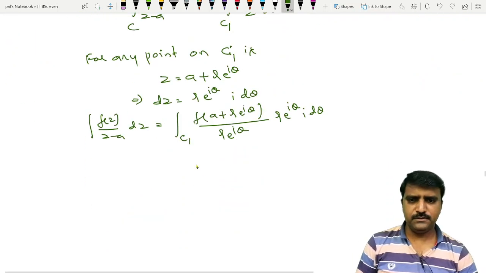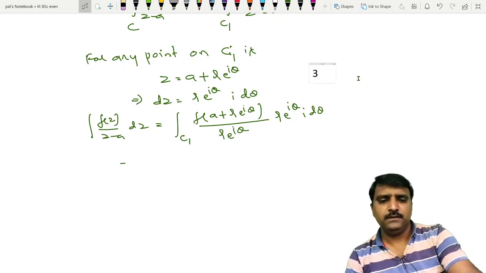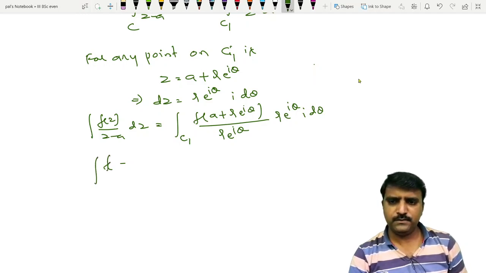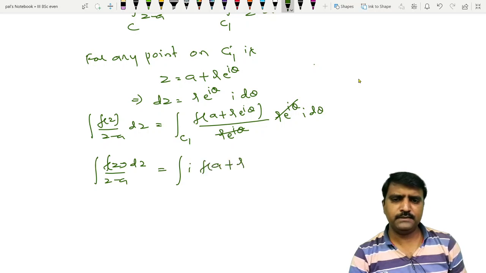Any confusions? Yes. Okay, simplification gives that the integration of f of z by z minus a into dz is equal to the integration of, here you can cancel this r into e power i theta, r into e power i theta. So the remaining is i into f of a plus r into e power i theta into d theta.